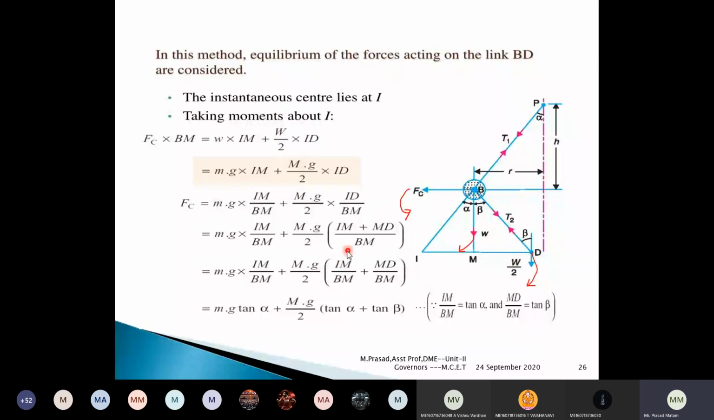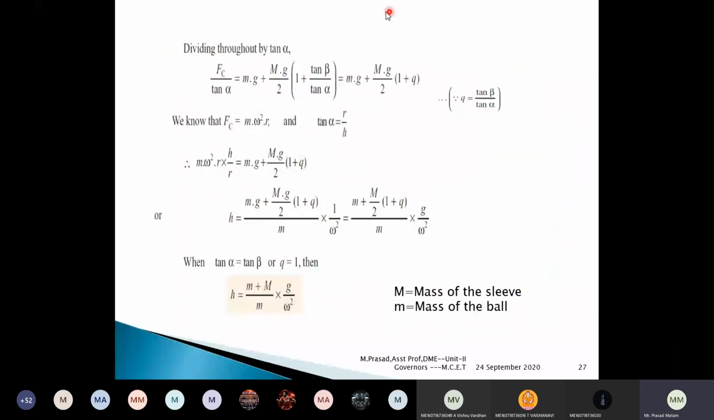I am writing tan alpha in place of Im by Bm, and tan beta in place of Md by Bm. Now the equation comes as mg into tan alpha plus Mg by 2 into tan alpha plus tan beta. Now divide the total equation by tan alpha. We get Fc by tan alpha, which equals mg plus Mg by 2 into 1 plus tan beta by tan alpha.